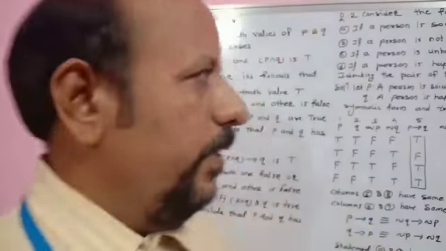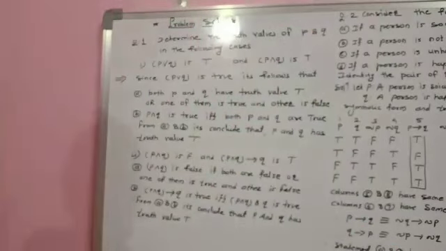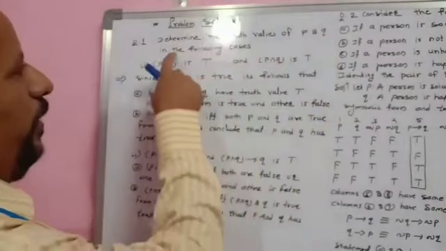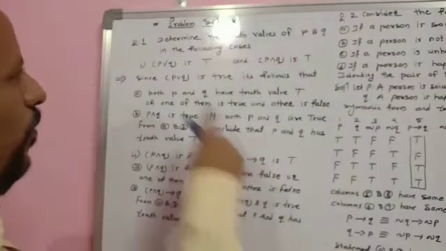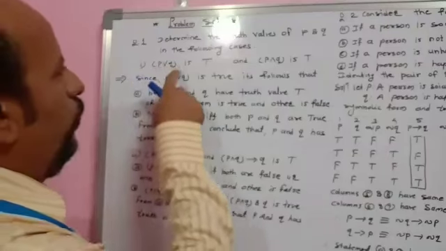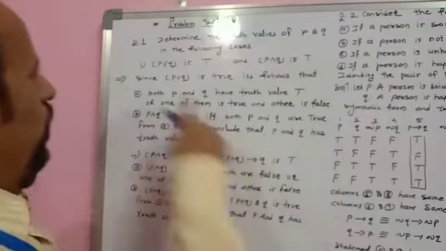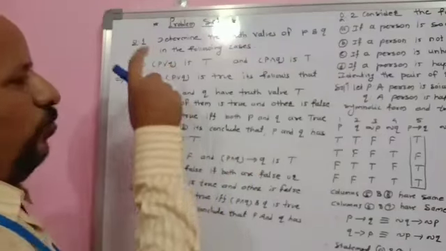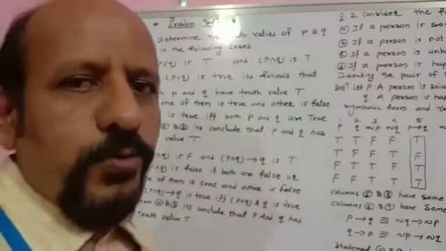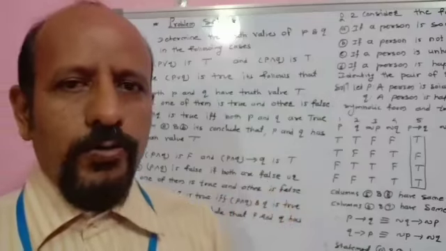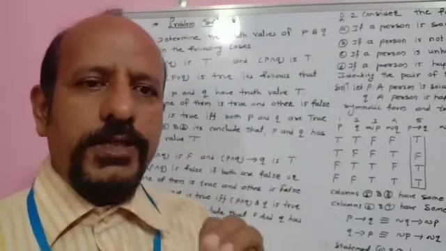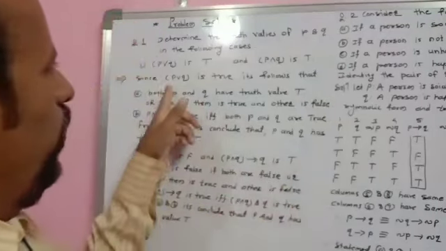First problem in the given problem set: determine the truth values of P and Q in the following cases. Here the problem is given as P or Q is true and P and Q is true. Since P or Q, we know from the truth table of P or Q that if both statements are false, then the final statement is false. That means P or Q is true.